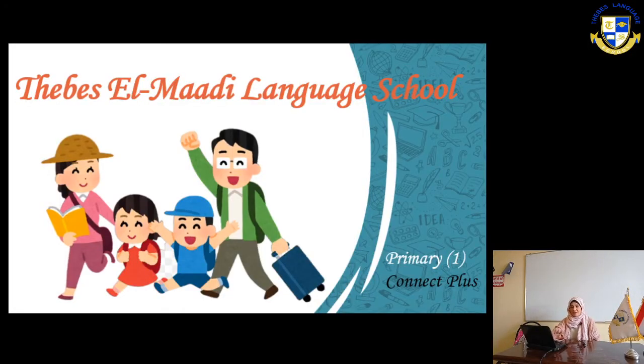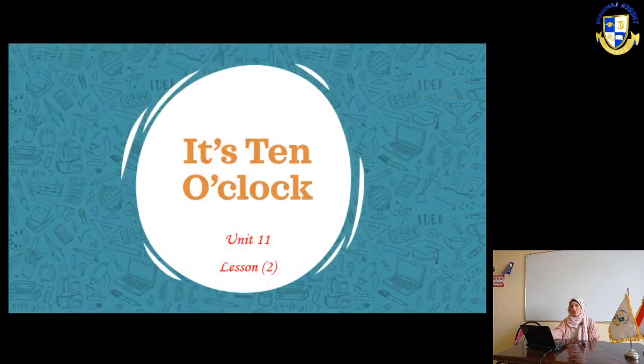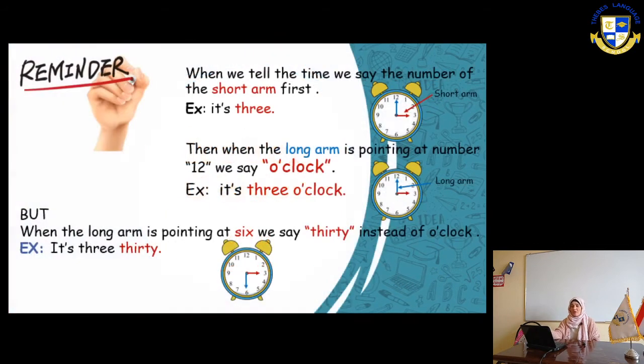We have a reminder at the beginning of our lesson. When we tell the time, we say the number of the short arm first. We said in the clock, we have short arm and long arm. We start saying the time with the number of the short arm. Then we say o'clock when the long arm is at 12.